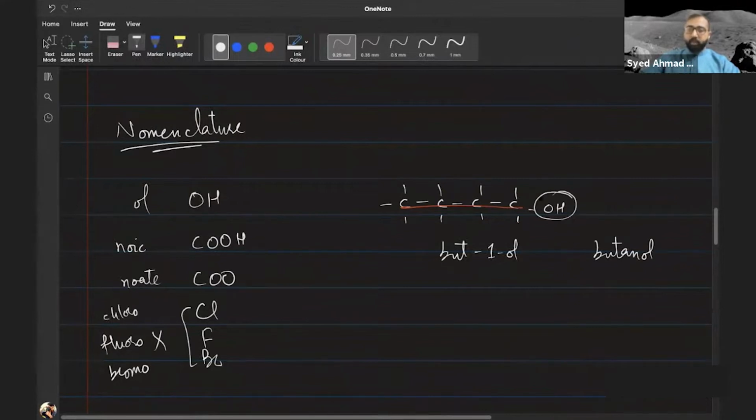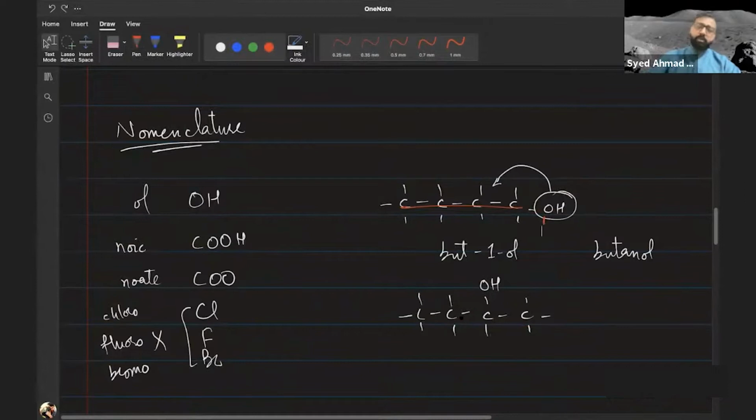Now, if I take this OH and put it on the second carbon, I draw the same thing again. I have 4 carbons और यहाँ पर OH है. First of all, you have to identify that this is different from the previous one. Why? Because in the previous one, OH is on the first carbon. Here, the OH is on the second carbon.